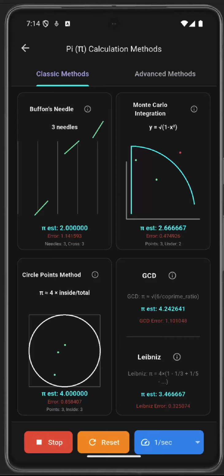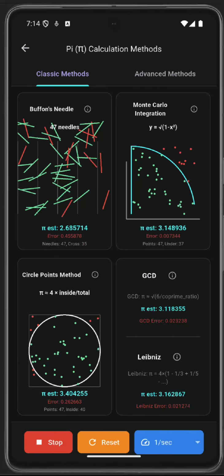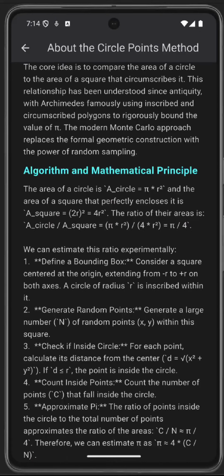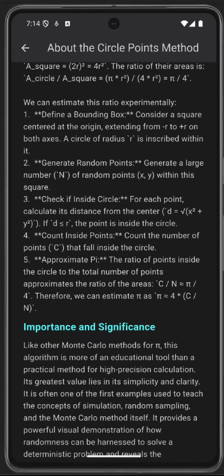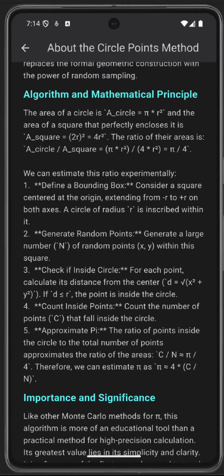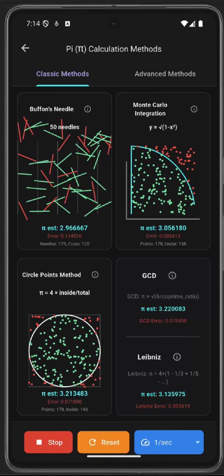The circle points method, also known as Monte Carlo circle, is another probabilistic approach. We inscribe a circle perfectly inside a square and then scatter random points throughout the square. By counting how many points land inside the circle versus the total number of points, we can estimate pi.